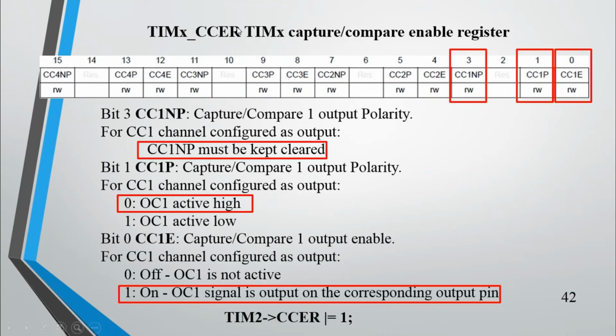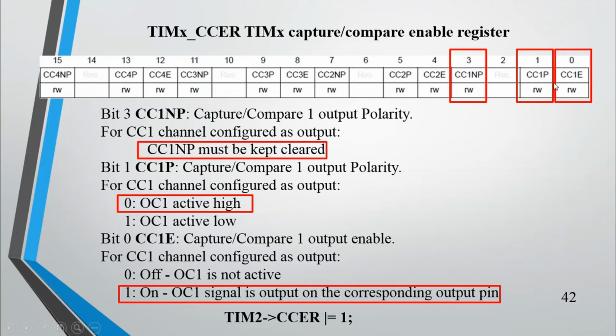Next we are configuring another register known as the capture compare enable register. Only 3 bits are used. By using this single register, you are configuring some parameters of channel 1, channel 2, channel 3 and channel 4. You can see CC1, CC2, CC3, CC4. But here I am going to configure only channel 1. What all configuration am I going to do?